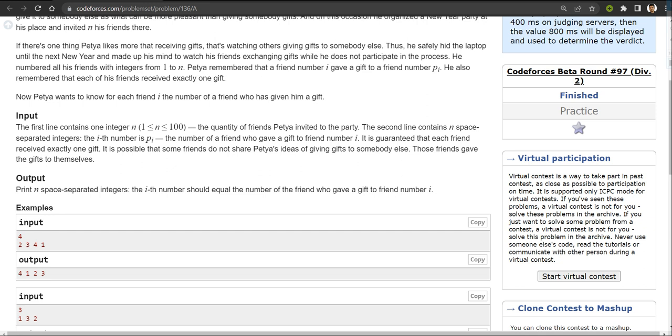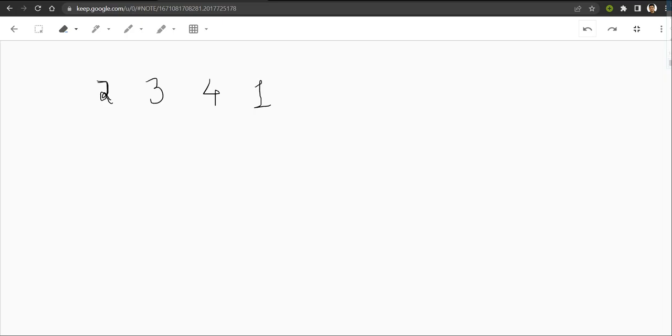Similarly, second person was gifted by first person. Third person was gifted by second person. Fourth person was gifted by third person. So this was the whole problem. Now we are moving to the logic of this question.